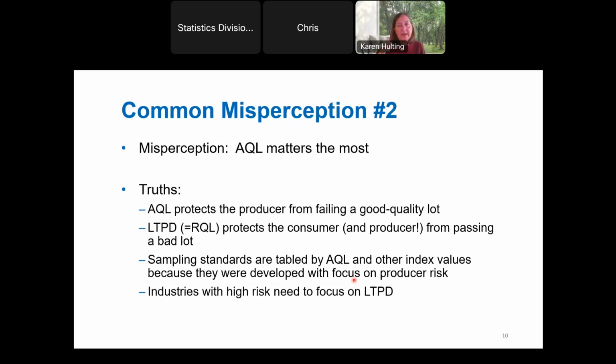Second misperception, that AQL is the most important thing. Now, the way that this arose in my work life is oftentimes I'd hear people talking about, we're going to do AQL sampling.